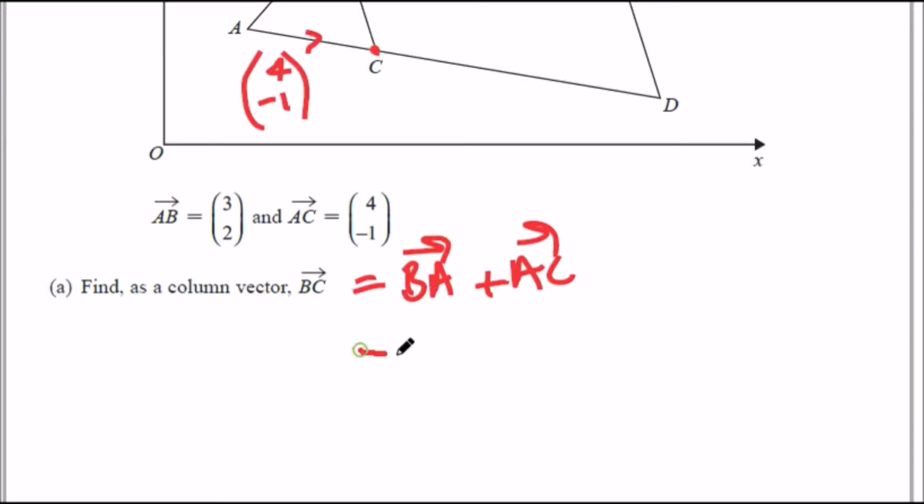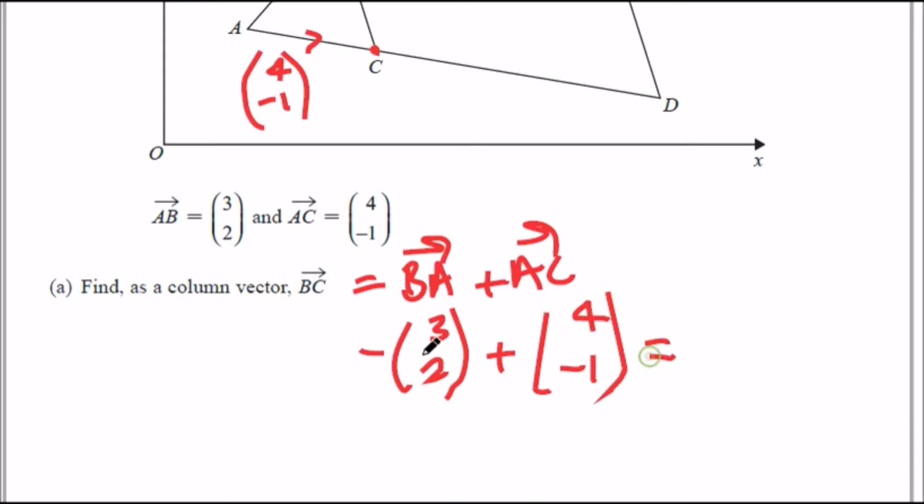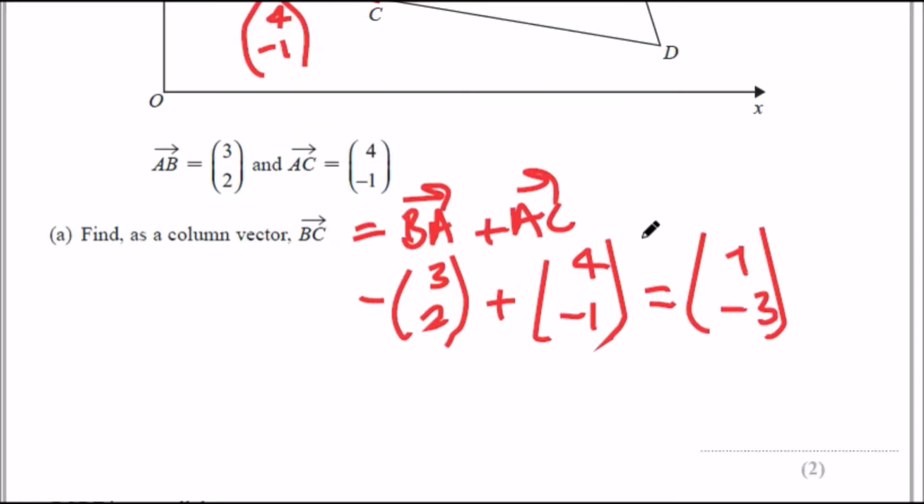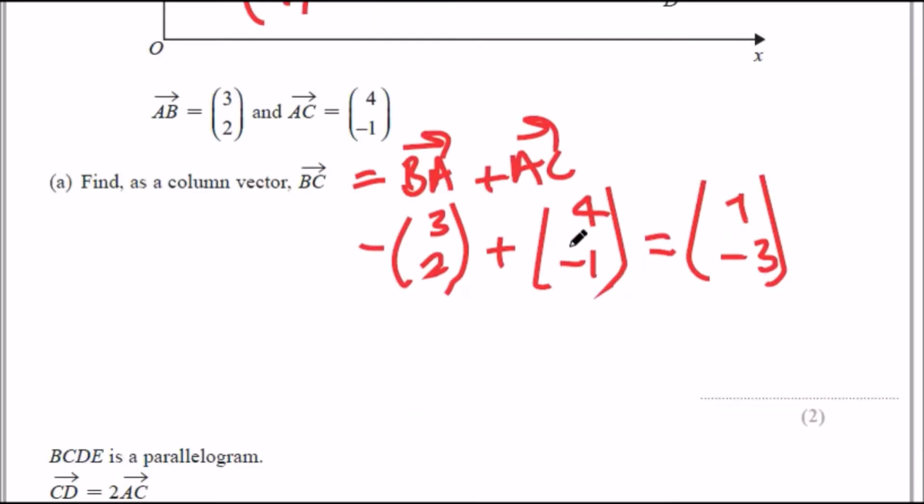So it'll be negative vector (3, 2), plus AC, which is of course the same, (4, -1). And all we do is literally just add up the columns. So -3 plus 4 is going to be +1, and -2 minus 1 is going to be -3. So that is our column vector for BC. So just simple vector addition.